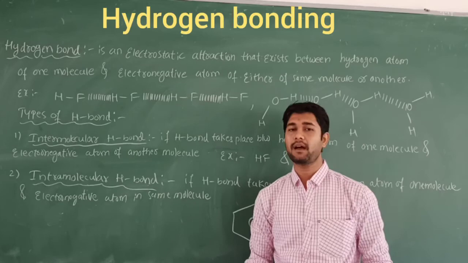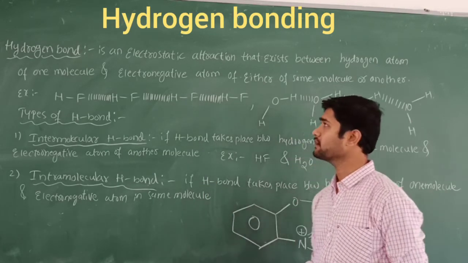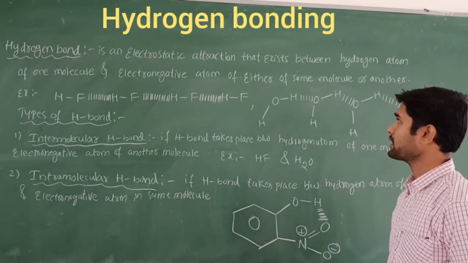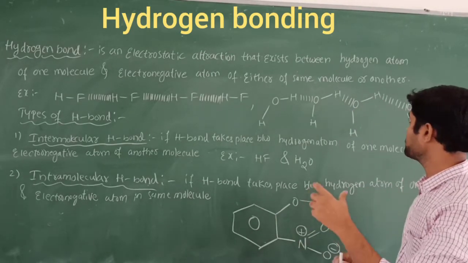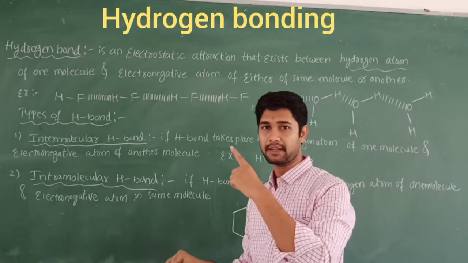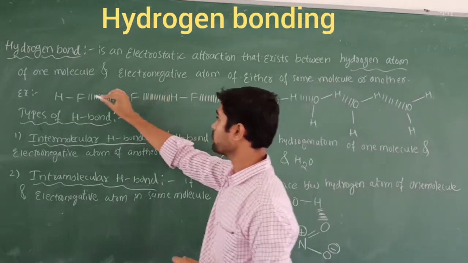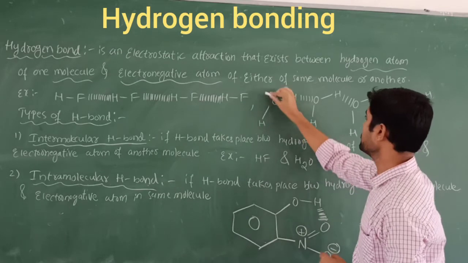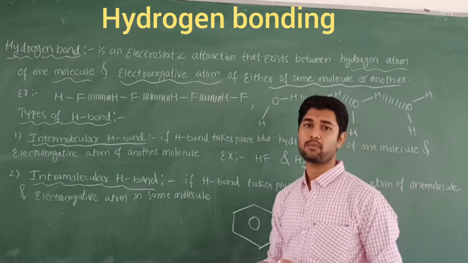Let's discuss the hydrogen bond. This is very easy to understand and also very important. So let's define the hydrogen bond here. Hydrogen bond is an electrostatic attraction, a force of attraction that exists between the hydrogen atom of one molecule and an electronegative atom, either of the same molecule or another molecule. So that is called hydrogen bonding.